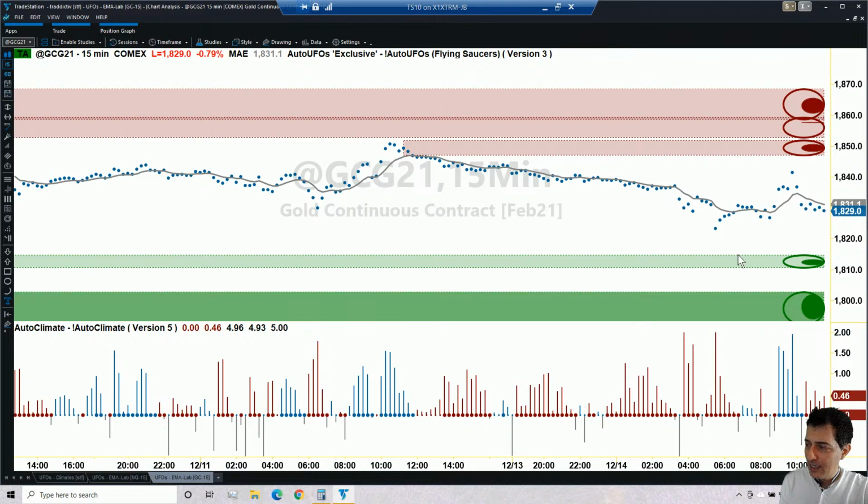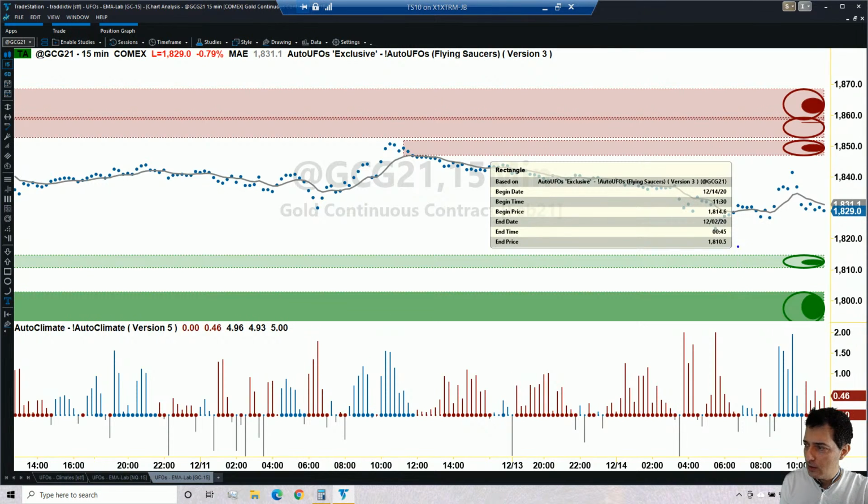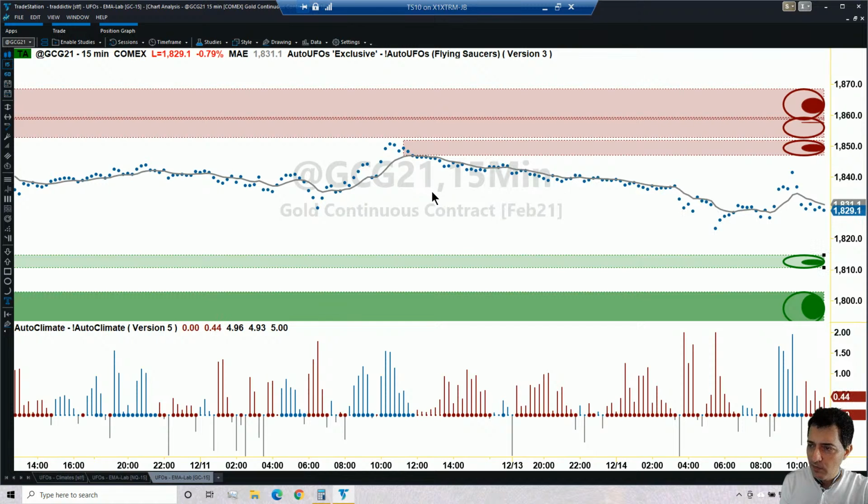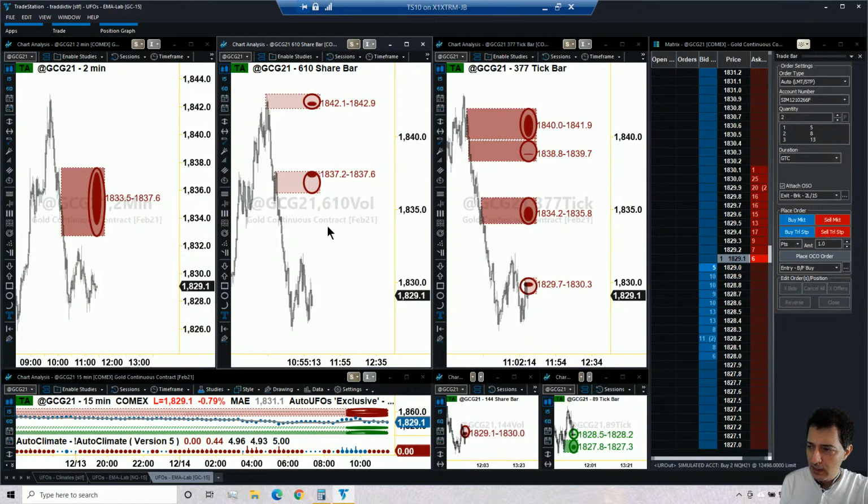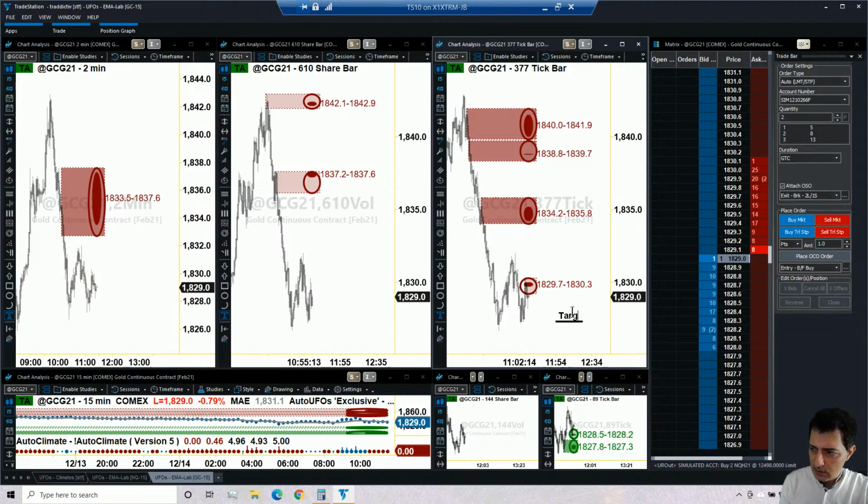But anyway, I'm just going to click and hold on this one, and it says 1814.6. Okay. So 1814.6, that would be the location for your target. Okay, so if a UFO is going to be available, okay, here we go. So the target would be 1814.6. Okay, that would be the location for the target.